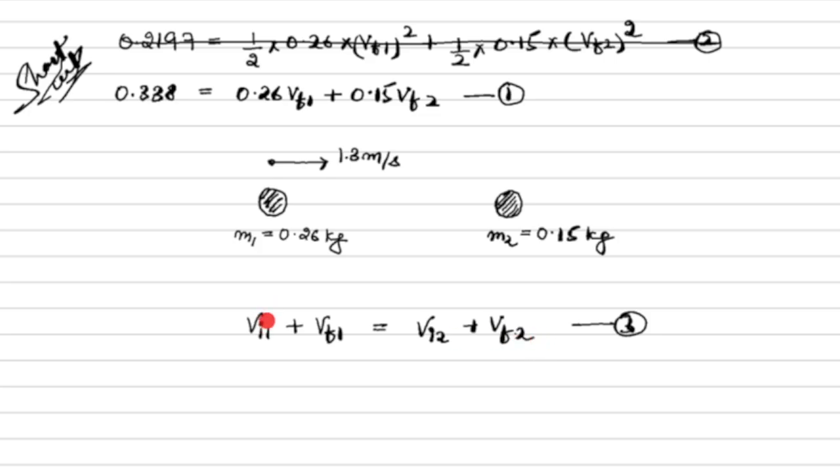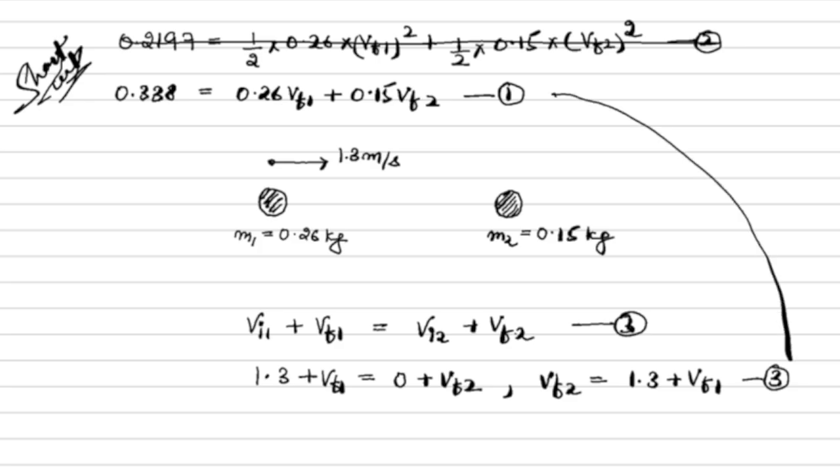So let's put some values here. So what was the initial velocity? We know it was 1.3. It's positive. I will keep 1.3 plus final velocity of 1, we don't know. Initial velocity we know this is 0, and this is vf2. We don't know, right? So this will give us a very simple relation that vf2, the final velocity of mass object 2, will be just the addition 1.3 plus vf1. Now we can use this equation into this. So let's use that.